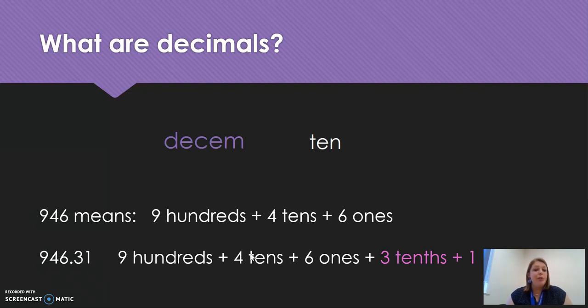So we've still got our 900s, we've still got our 4 tens, we've got our 6 ones, and then we've got 3 tenths, and we've got 1 hundredth. So based on the column that they come in, that's how we would name those particular digits. It's the same way we would name them here. So the 9 is in the hundreds column, and our 3 is in our tenths column, so that is 3 tenths.